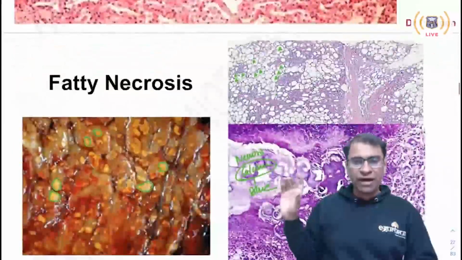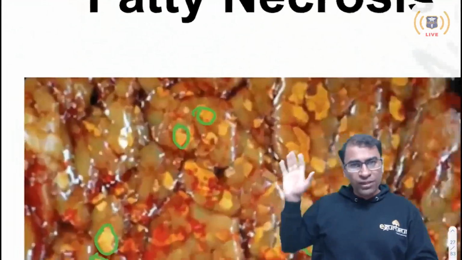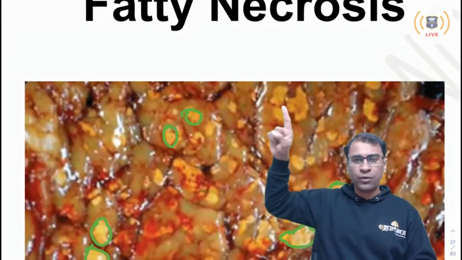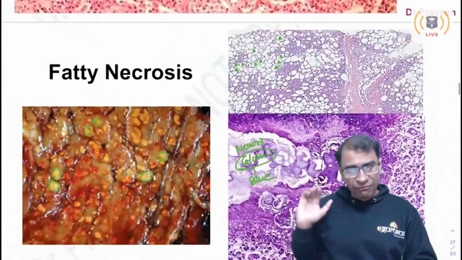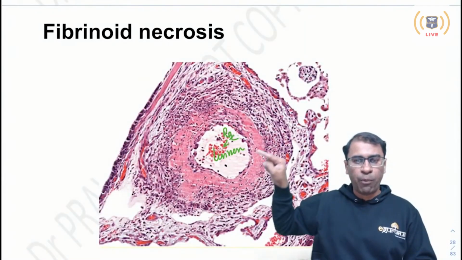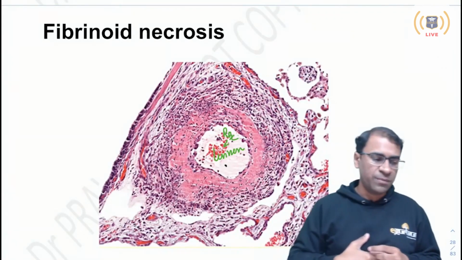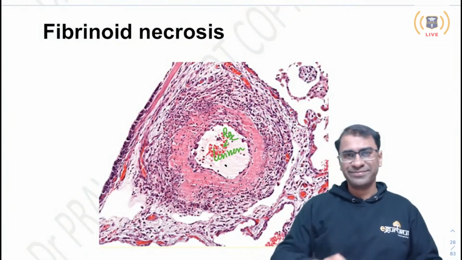You may see fatty necrosis in which the whole tissue appears liquefied, and on gross morphology you see chalky white deposits. And finally we move to the necrosis where you see fibrin-like deposits on the vessels. It is called fibrinoid necrosis.